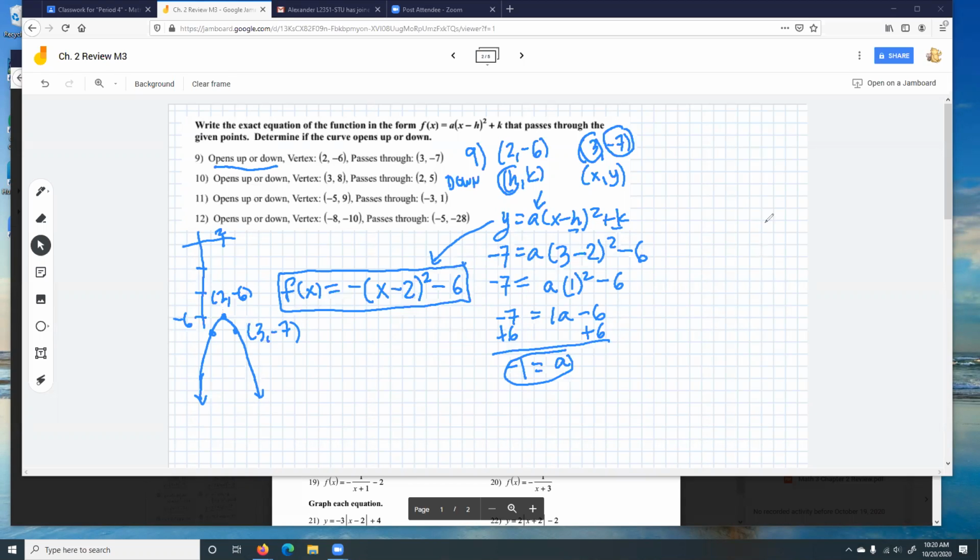Ms. Wakefield? Yes. Because the vertex is technically a point, if you're only given the vertex, could you plug it in? Okay, so that is number 9.